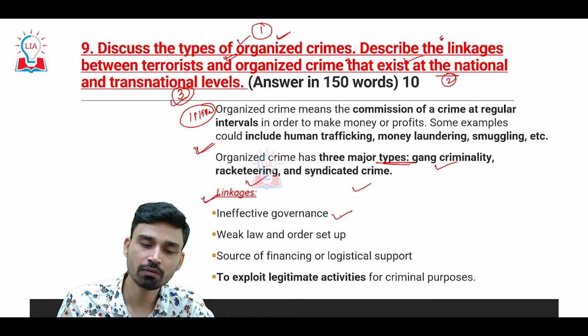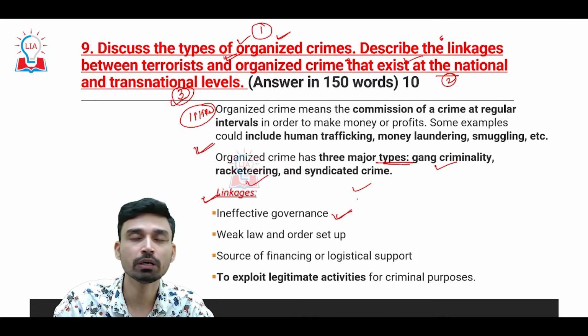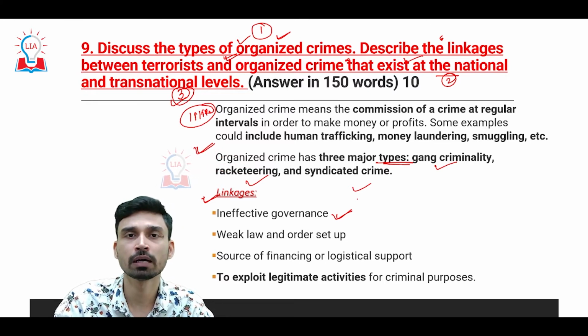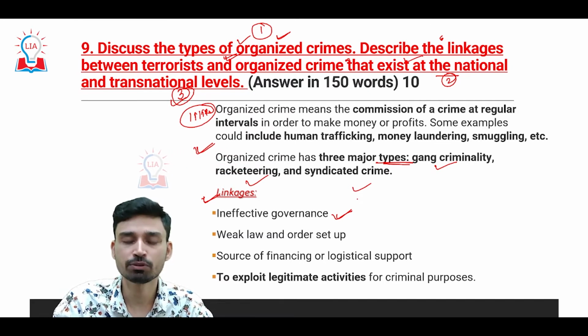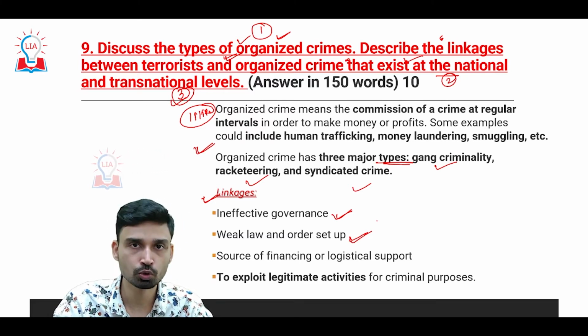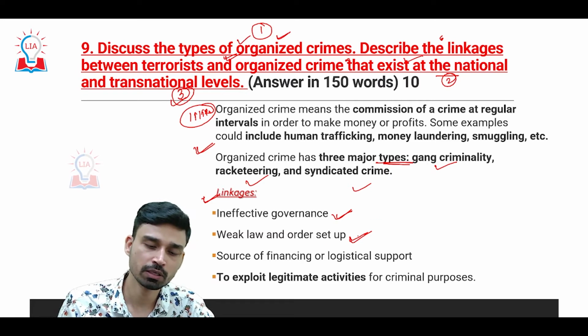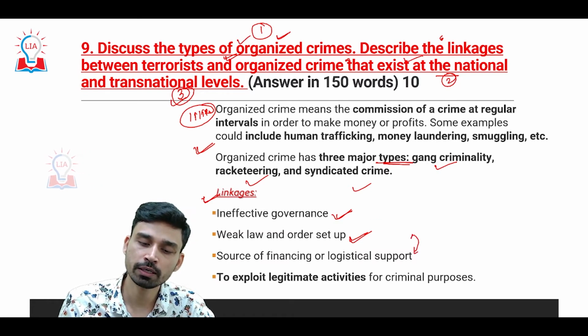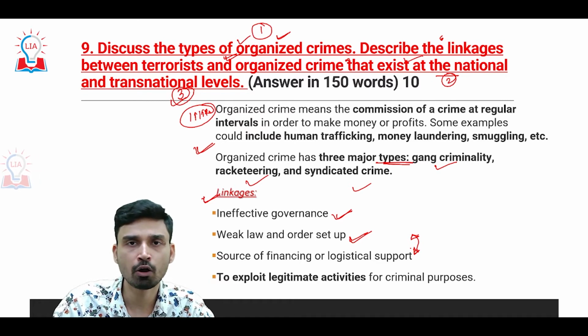We have ineffective governance in many states that leads to the development of organized criminal gangs, and many times they are in cahoots, hand in glove with the police organization, with corrupt politicians and administrators. Then there is a weak law and order setup, which is very conducive for the growth of organized criminal gangs. Also, both terrorist organizations and organized criminal gangs basically operate when they have something to get from each other.